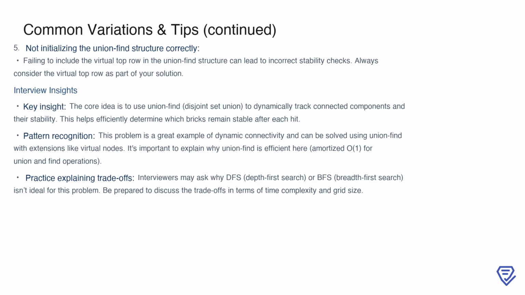Now, let's consider some important interview insights. The key idea in this problem is to leverage union find to dynamically track connected components and their stability. This approach is efficient because union find operations, like union and find, are almost constant time when optimized. It's also a great way to demonstrate your understanding of dynamic connectivity, especially with extensions like virtual nodes. You should be ready to explain why union find is ideal compared to alternatives like DFS or BFS. While DFS or BFS can also track connectivity, they're slower, especially on larger grids, making union find the better choice.